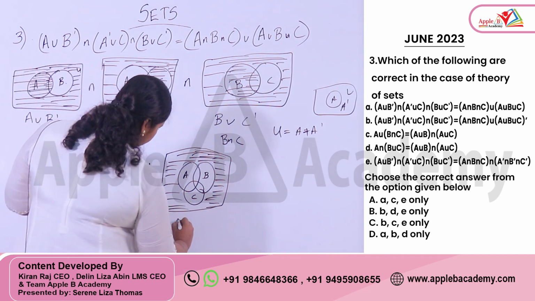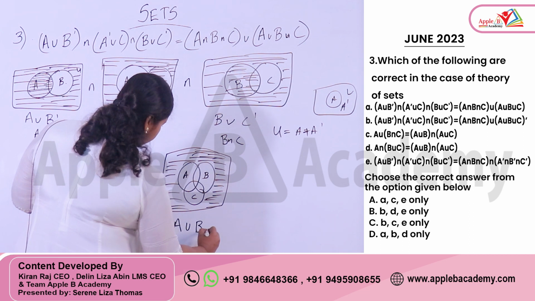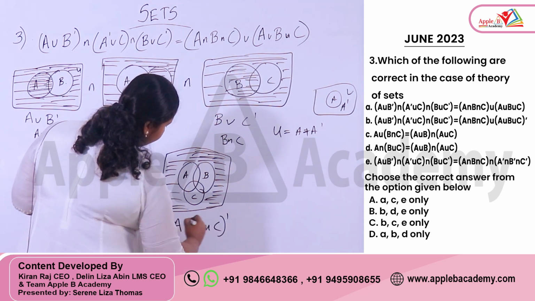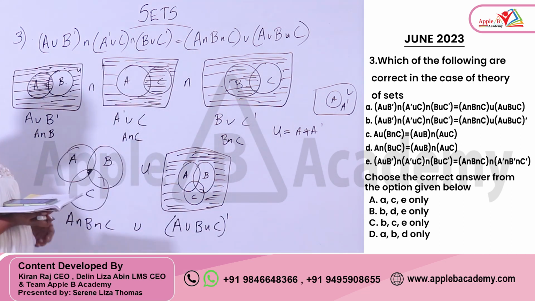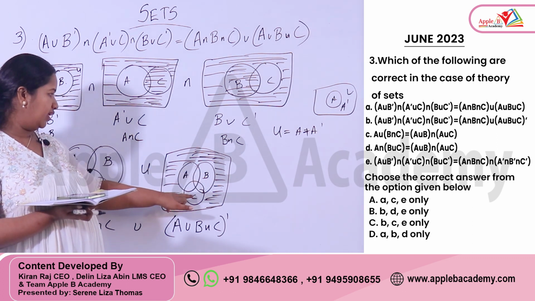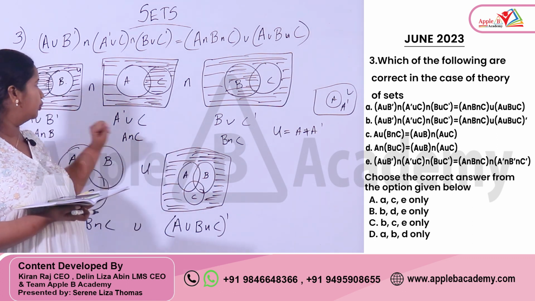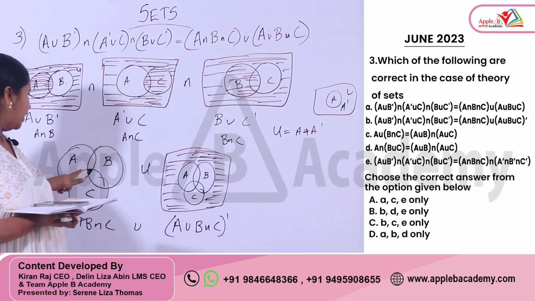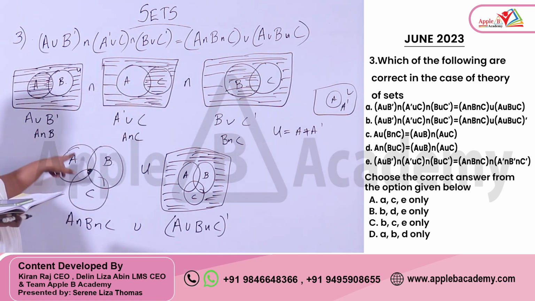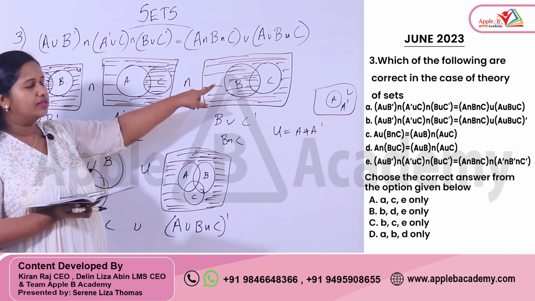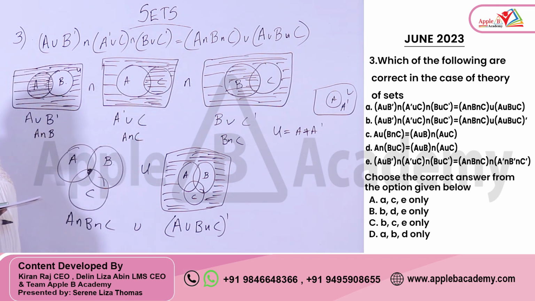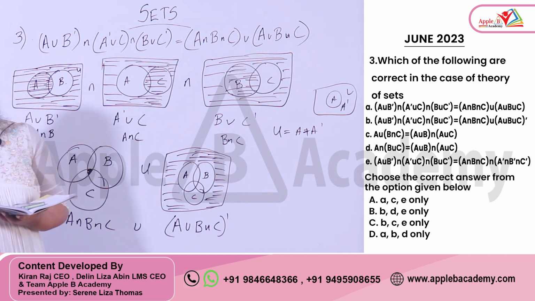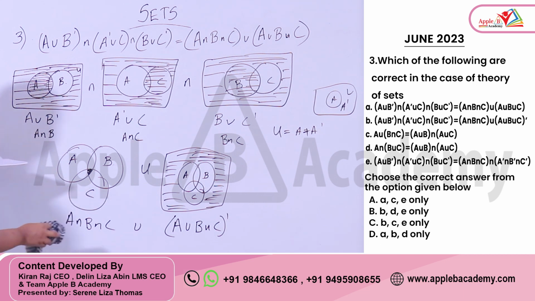See, A union B union C the whole complement. The complement of that is the outside portion. If you look here, the outside portion is there and also A intersection B intersection C, and that is also common. So LHS equals RHS in option B. So option A is wrong, option B is correct.